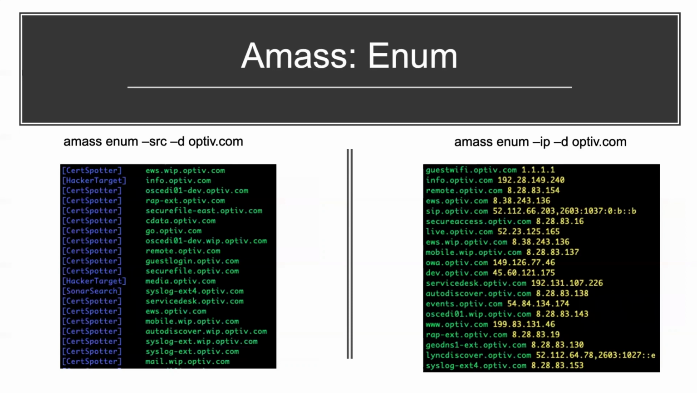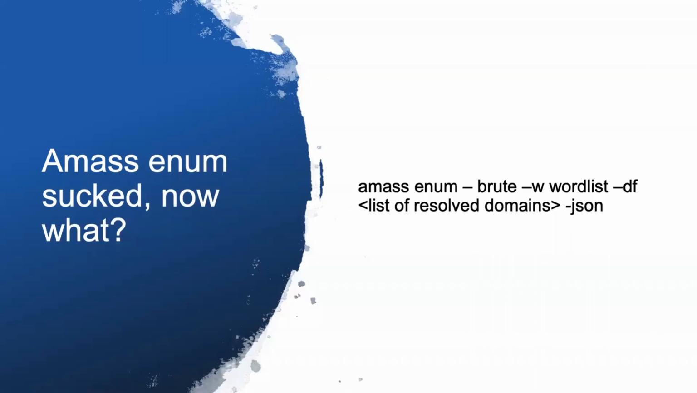Here's an example of using the Enum module. This is using a couple of different sources. On the left, it just pulls the domain name, and the right pulls the domain and the IP. If you're wondering what the difference is, primarily, look at your sources: on the left, Search Spotter, Hacker Target, Sonar Search, that's hitting a couple of different repos. And again, it can actually hit the DNS servers that belong to Optiv as well.